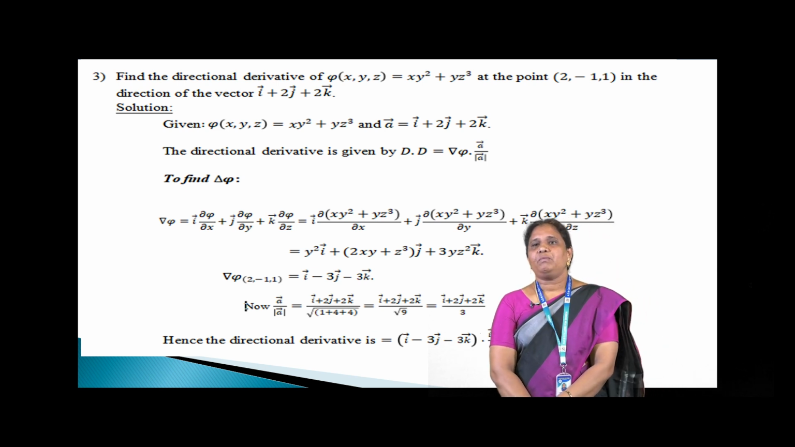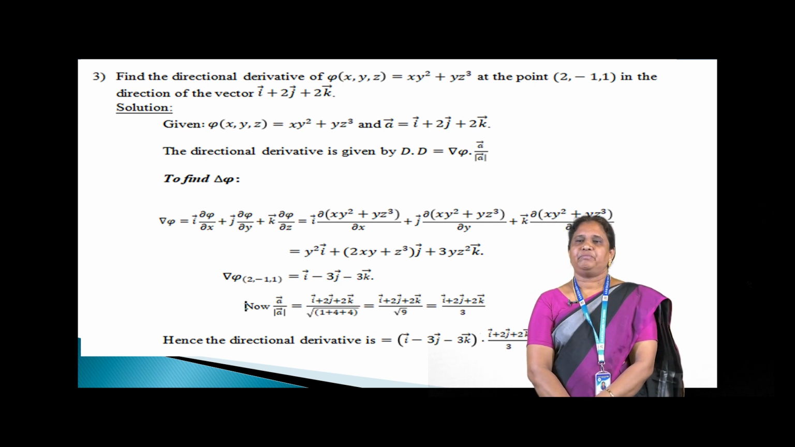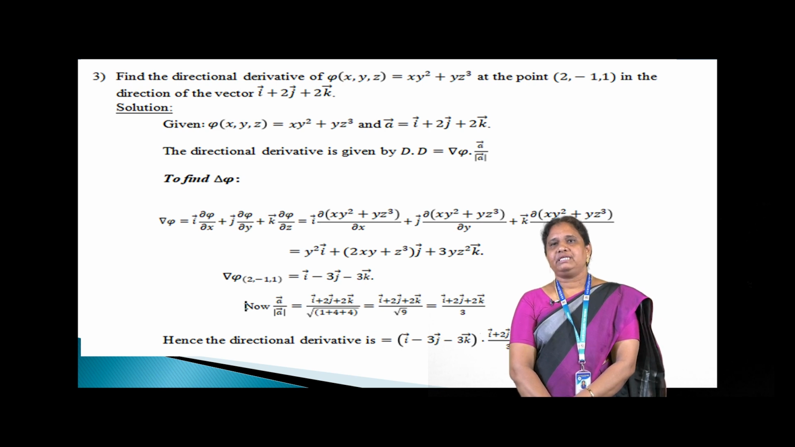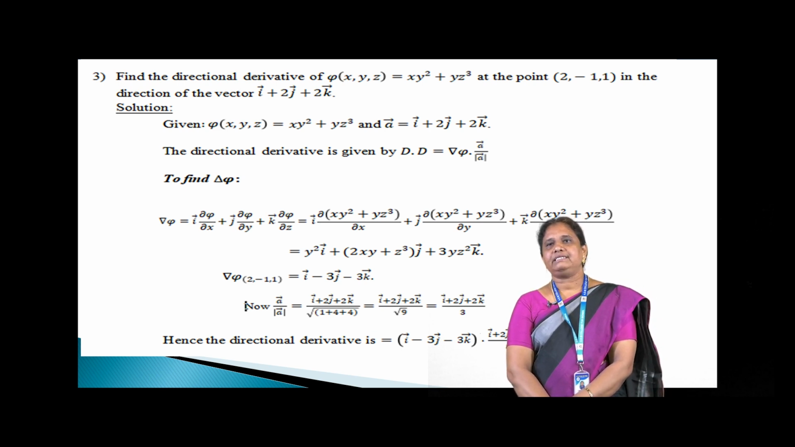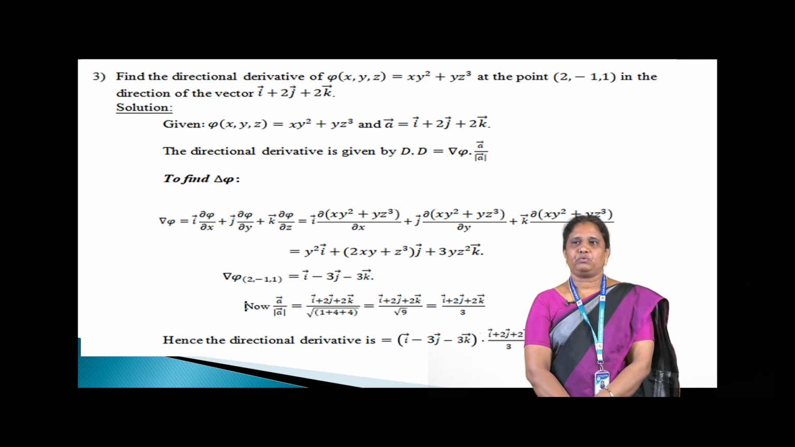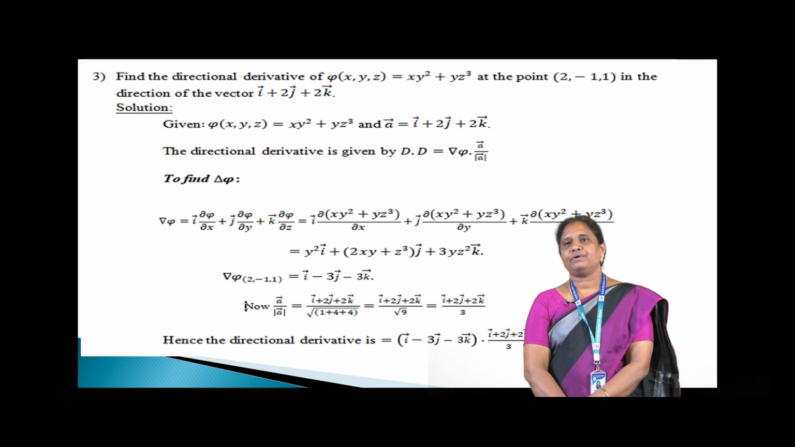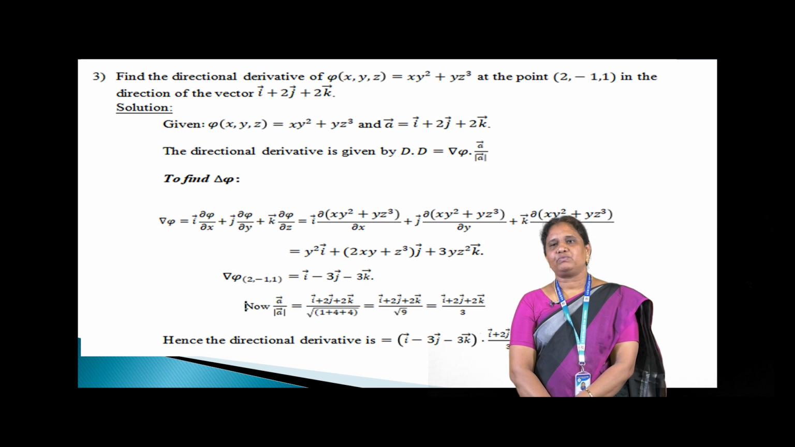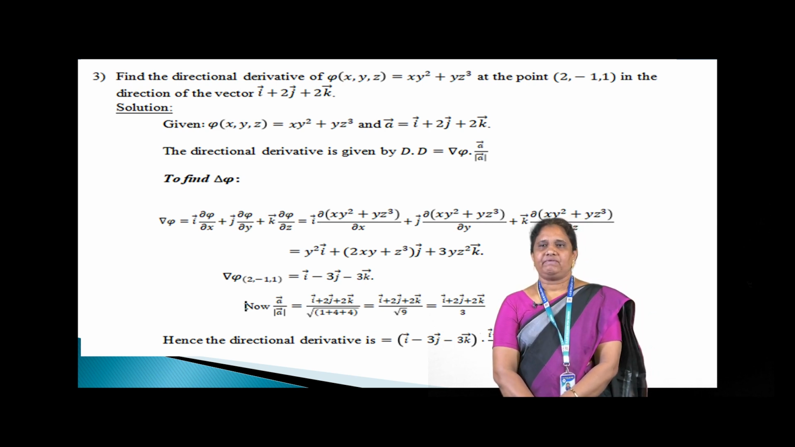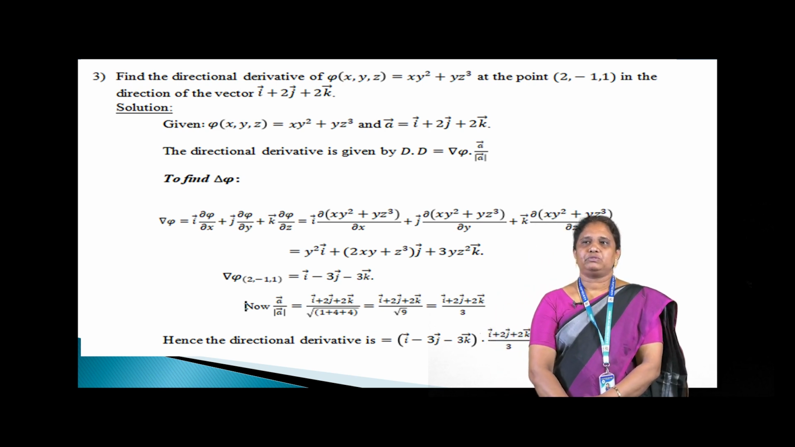Next, the formula for the directional derivative is del phi dot a vector divided by modulus of a vector. So first we have to find del phi. As in the previous problems, we differentiate the first term with respect to x, the second term with respect to y, and the third term with respect to z. So we get y squared i vector plus (2xy plus z cubed) j vector plus 3y z squared k vector. And we have to substitute the point value, (2, minus 1, 1).